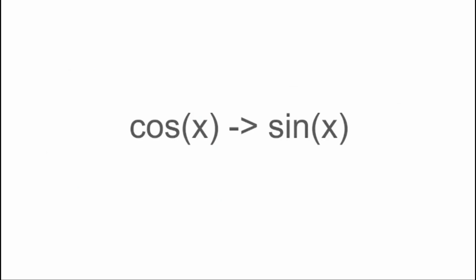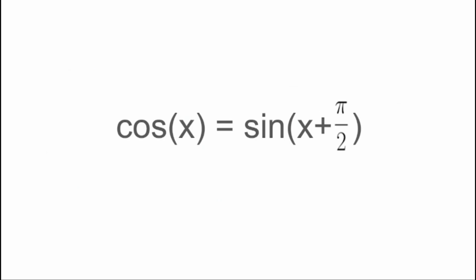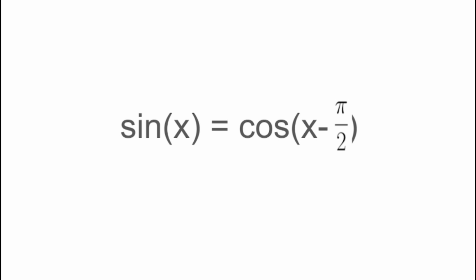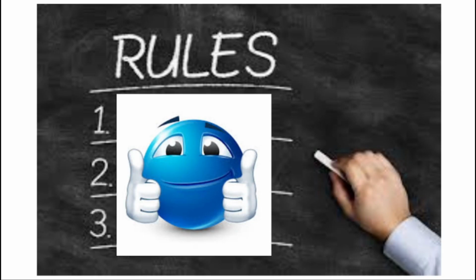Let's look at an example here. Cos to sine, we'll subtract pi over 2 to make the graph shift over to the right, or add to the left if you're doing sine to cos. These are trig rules. They're gonna help you the most.